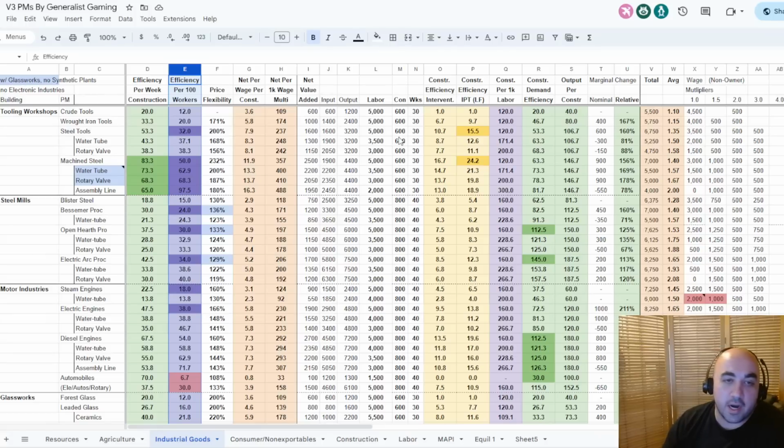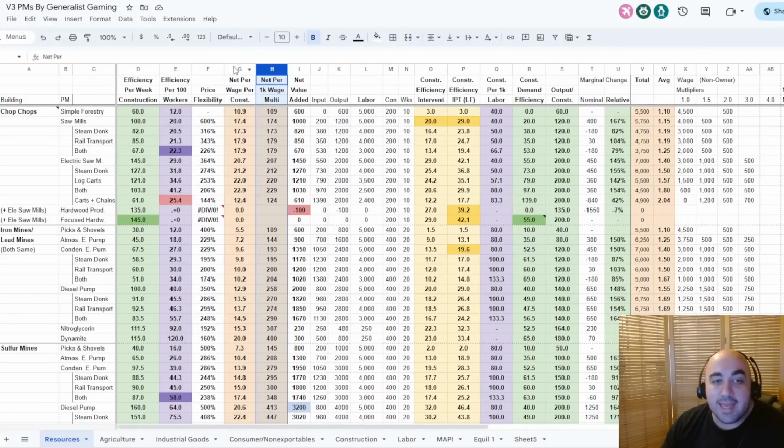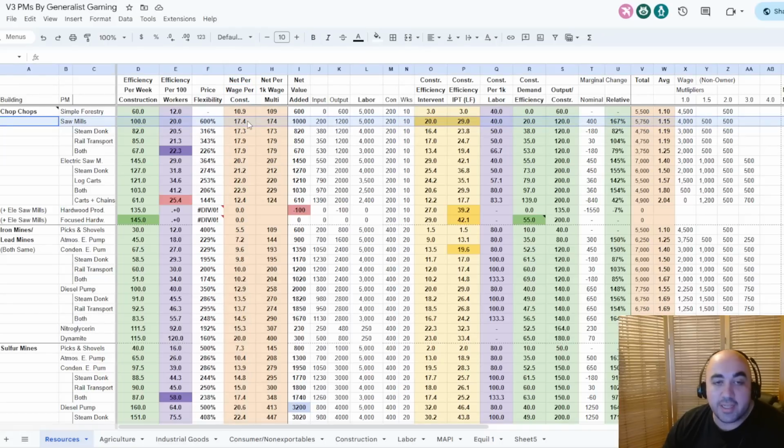So we've also taken care to make this cell, which is the one I added in the interim, where we are looking at the net per wage multiplier per construction. It is going to be this row divided by the number of weeks of construction. In the case of sawmills, for example, since these have 10 weeks of construction, it's going to be 10% of the value, but for a condensing engine pump, it's going to be 5% of the value, because these are 20 weeks of construction.